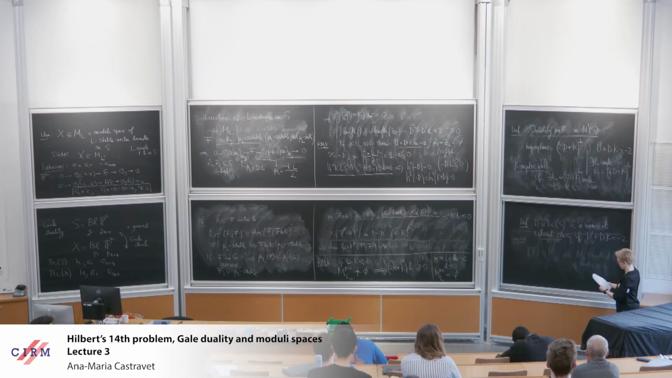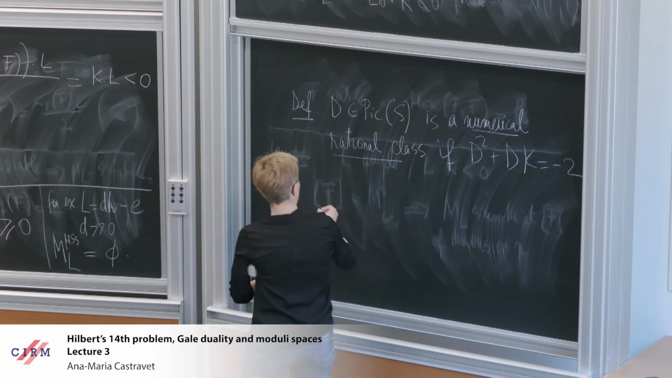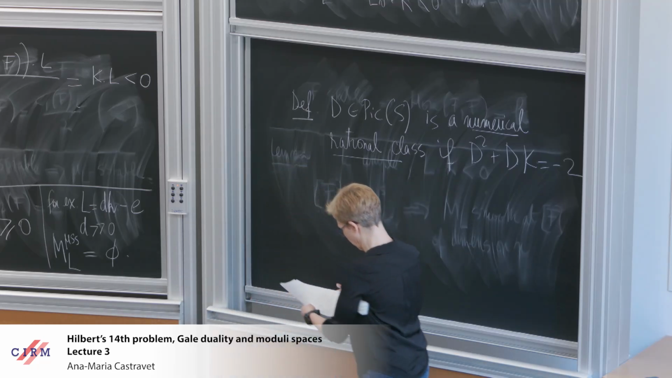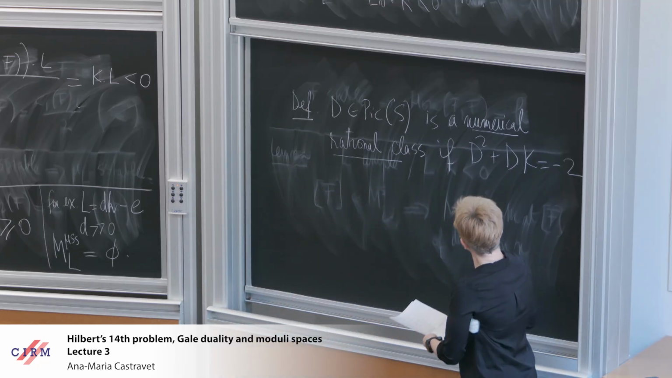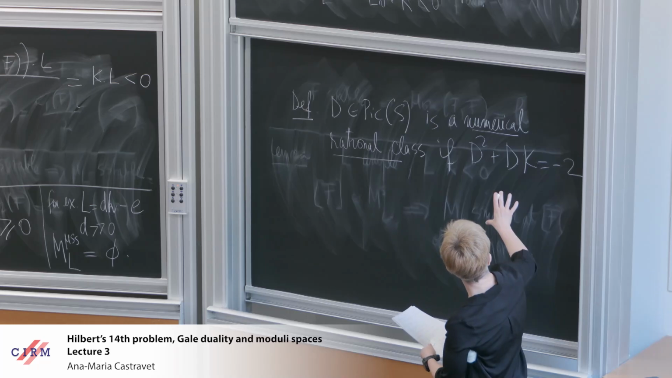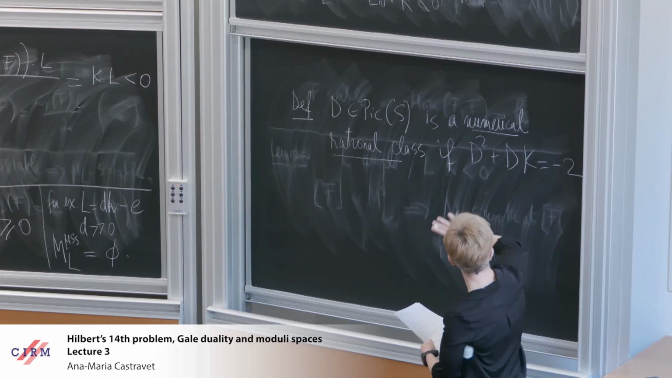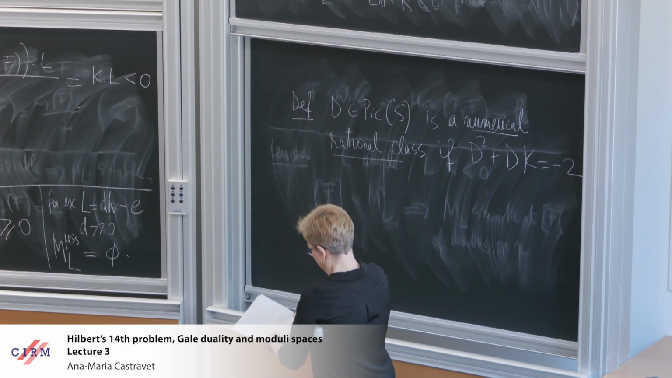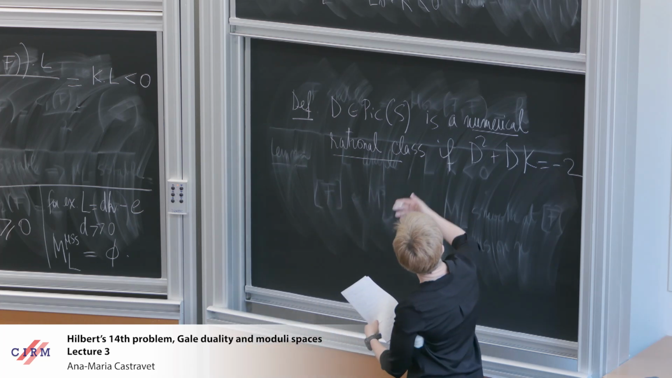There are some special cases where you can classify, and these are the ones that appear for del Pezzos, essentially. I'll say more about that later. Also, note that if I have such a numerical rational class, then minus k minus d is also a numerical rational class, and defines the same wall.